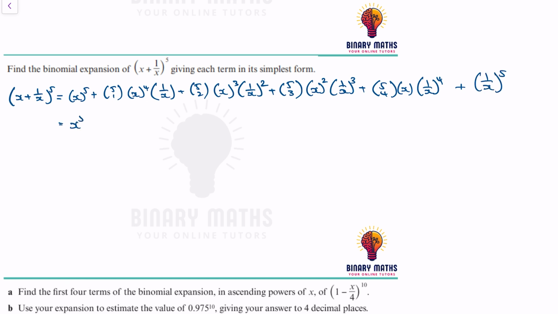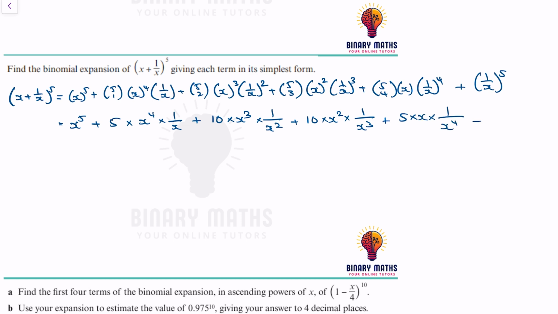Okay, the first term will be x to the power of 5. Plus 5 choose 1, which is 5, times x to the power of 4 times 1 over x, plus 5 choose 2, which is 10, times x cubed times 1 over x squared, plus 5 choose 3, which is 10, times x squared times 1 over x cubed, plus 5 times x times 1 over x to the power of 4, plus 1 over x to the power of 5.